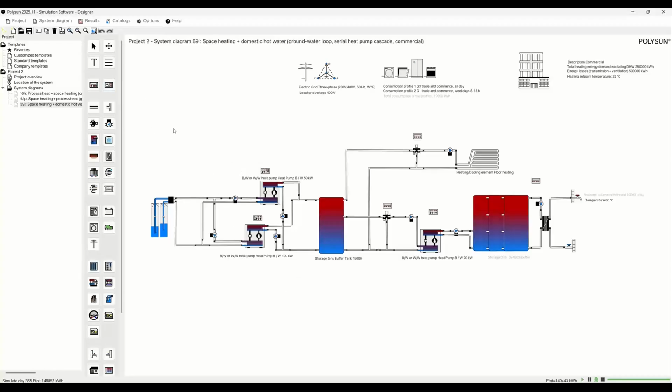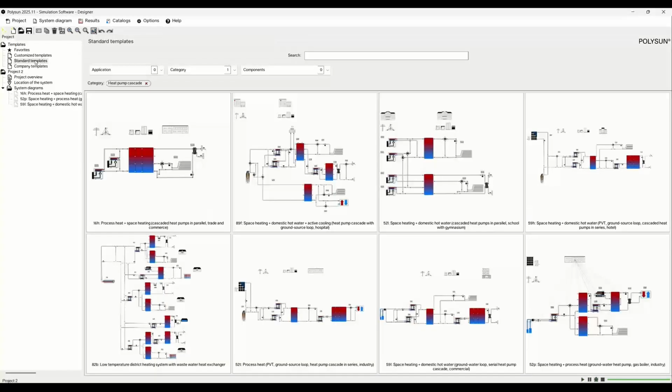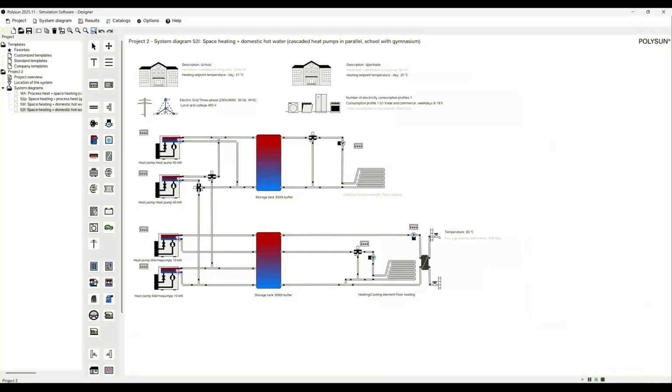At this point, let us have a look at another example and another template. I go back into the standard templates here, and we can see an example for a school, another typical example that is used when heat pump cascade systems are used. So here you can see there are 4 different heat pumps. 2 heat pumps are 40 kilowatts, 2 heat pumps are 10 kilowatts.